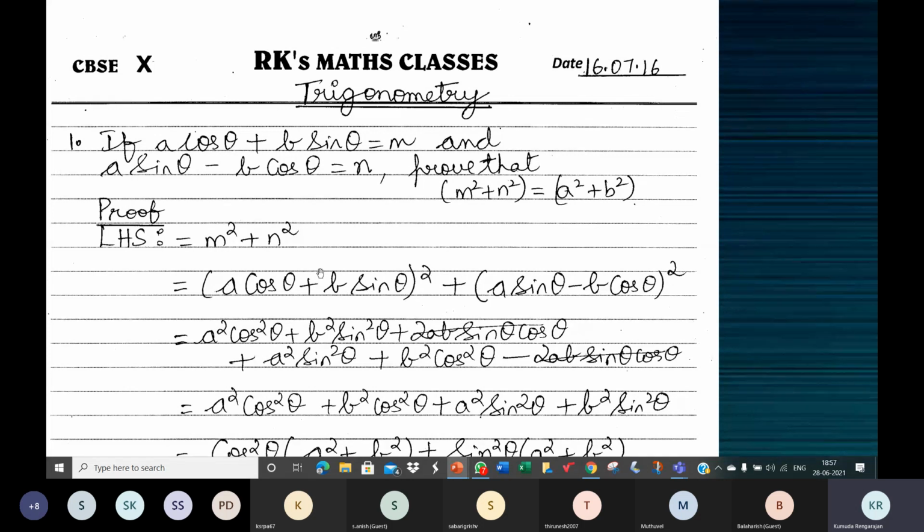So the 2AB can be written together like this. 2AB and then sin theta, cos theta. We just change the order. Anyways, you can write cos theta, sin theta, or sin theta, cos theta. The product, no? So the order doesn't matter. 2AB cos theta sin theta, or sin theta cos theta.